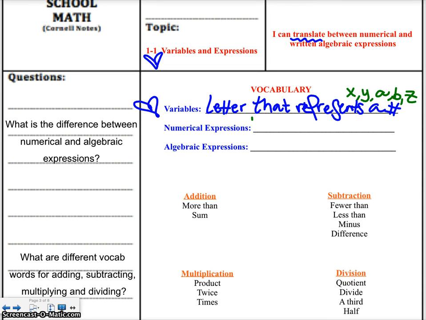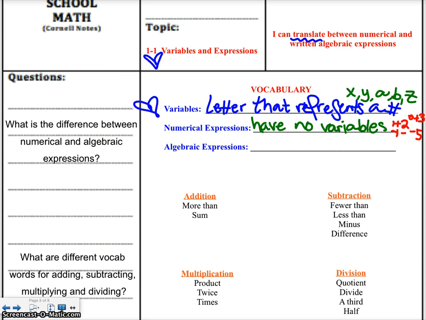Numerical expressions have no variables. So an example of a numerical expression would be like 1 plus 2. That's numerical. Okay? No equal sign. Expressions do not have an equal sign. Only equations do. So there should never be any equal sign. 4 minus a negative 5, that's a numerical expression. 0 plus 3. Those are all examples. There's no variables.